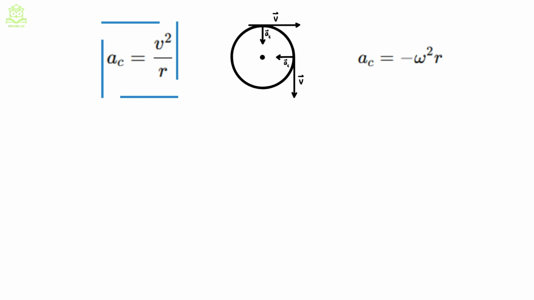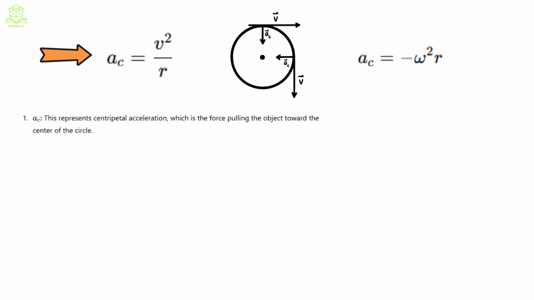The first formula for centripetal acceleration is acceleration equals the square of the velocity divided by the radius, written as a sub c equals v squared divided by r. This formula tells us how much acceleration is needed to keep an object moving in a circular path. Let's break it into parts. A sub c, this represents centripetal acceleration, which is the force pulling the object toward the center of the circle.